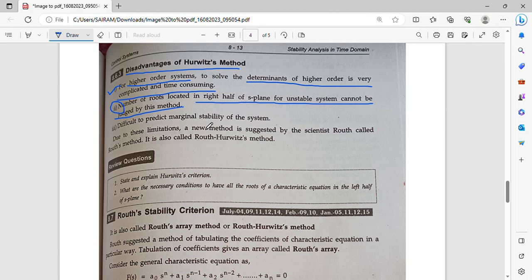The characteristic equation, wherein the roots of the characteristic equation which are present in the right half of the s-plane, we cannot find out. We have that kind of problem. Right? So that is the main thing. So therefore that is why this is a major drawback for the particular Hurwitz criterion, right?